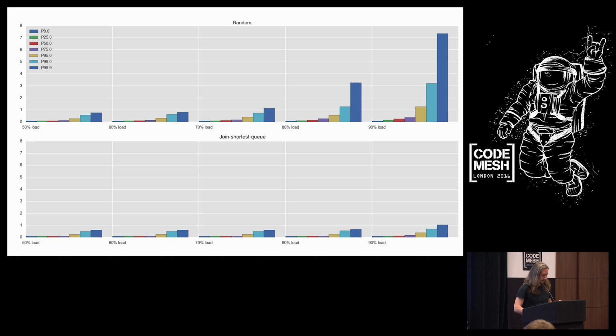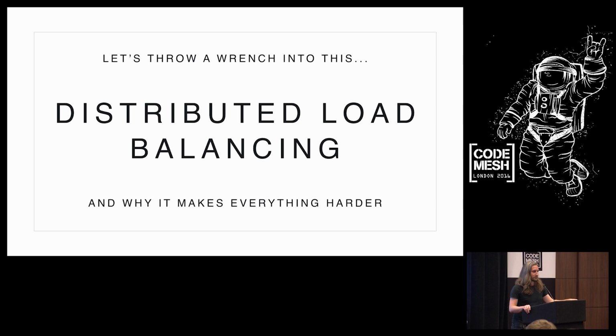Cool. So let's throw a wrench into this whole problem. Distributed load balancing. Because most people don't actually run one load balancer. No one wants to have a giant single point of failure in their system, right? You run multiple. Maybe you run many. That's basically my job. I just run a whole bunch of load balancers all day long.